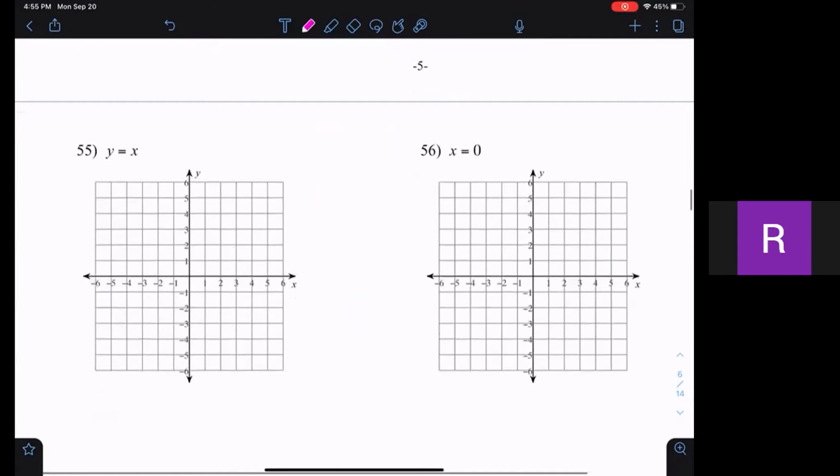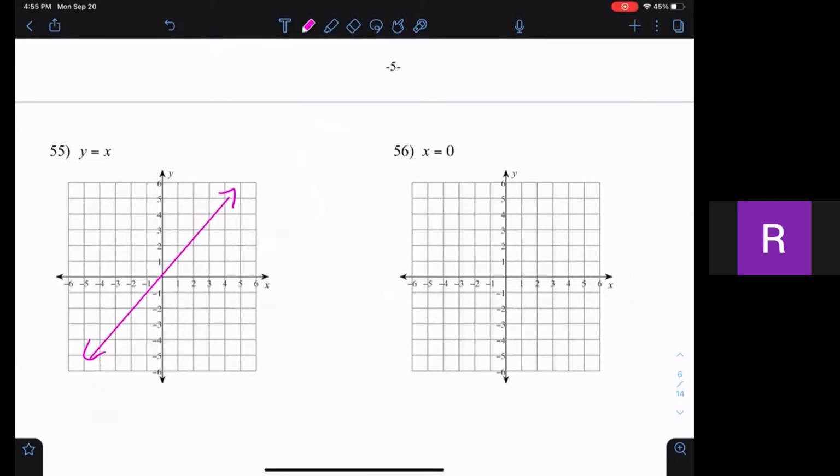Y equals x, that's just an identity line, right? That's from your slides. Y equals x is the identity function. X equals 0 is just a vertical line, right? Just like this, okay? The slope is undefined here.